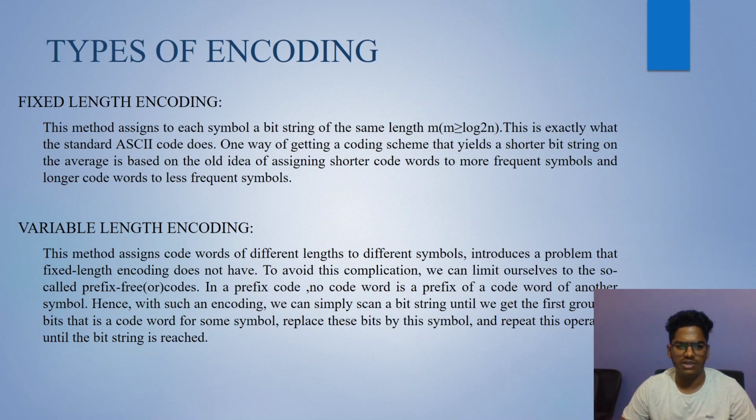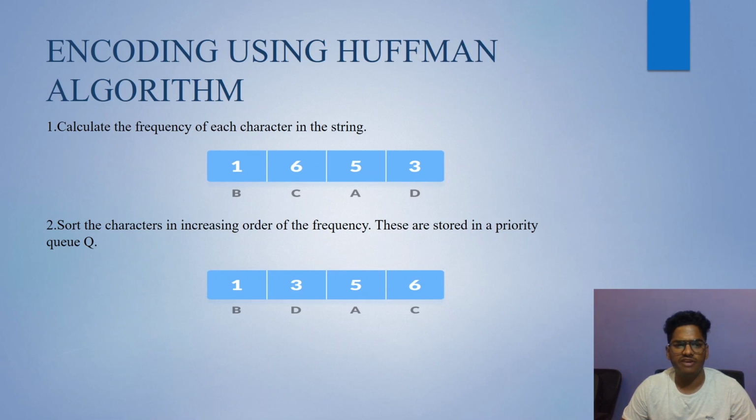Variable length encoding. This method assigns code words of different lengths to different symbols, which introduces a problem that fixed length encoding does not have. To avoid this complication, we can limit ourselves to the so-called prefix-free codes. In a prefix code, no code word is a prefix of a code word of another symbol. Hence, with such an encoding, we can simply scan a bit string until we get the first group of bits that is a code word for some symbol, replace these bits by the symbol, and repeat this operation until the bit string is reached.